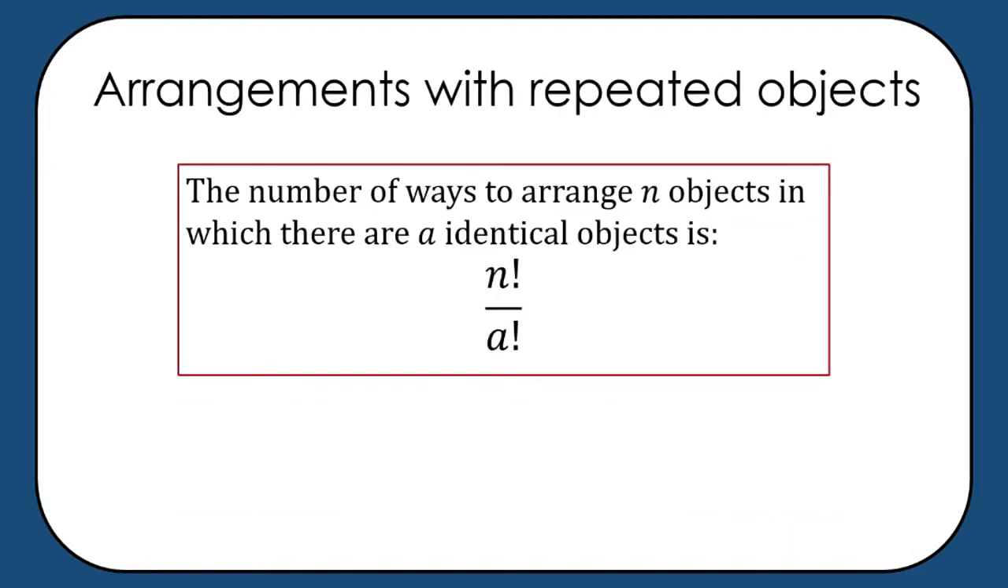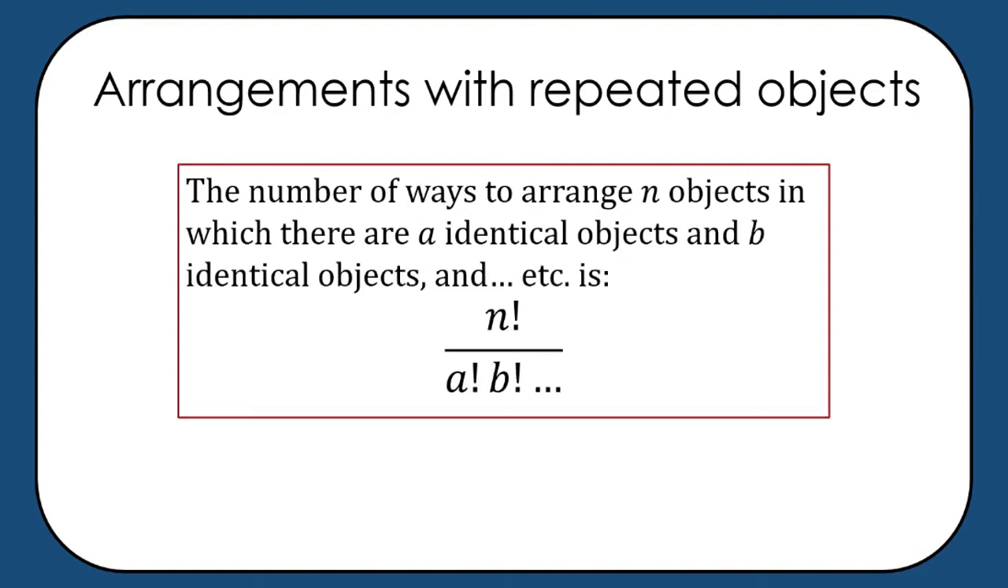Okay, so arrangements with repeated objects. The number of ways to arrange n objects in which there are a identical objects is n factorial over a factorial. We can extend that out to the number of ways in which to arrange n objects in which there are a identical objects and b identical objects and potentially other collections of identical objects. It's just going to divide by each of those repeated objects. So we can divide by a factorial and also by b factorial. So let's have a look at some examples.